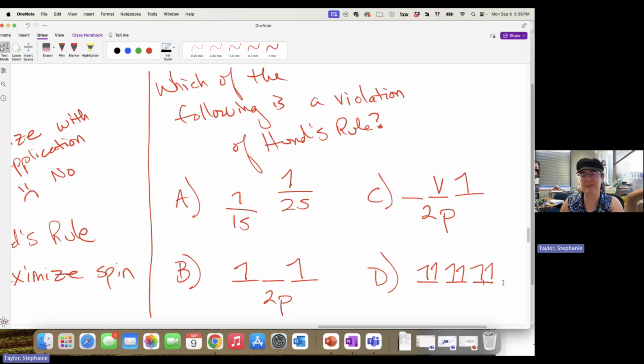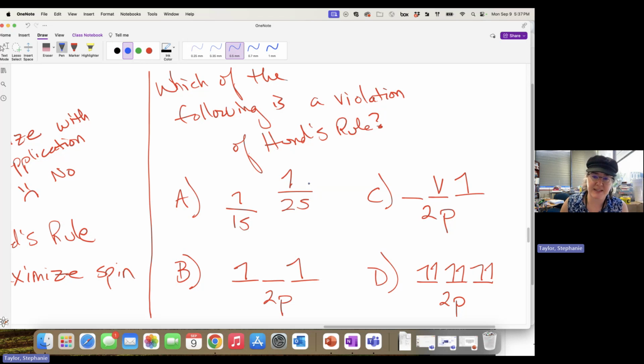And the question is, which of the following is a violation of Hund's rule? Now, here's the game. We'll go ahead and call this the 2p for funsies. Only one of these violates Hund's rule. Some of these also have things wrong with them, but only one violates Hund's rule. The other three maximize spin. Hund's rule is to maximize spin, and that's the only thing it says.